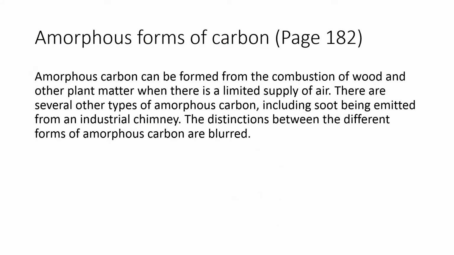Alright, so it says amorphous carbon can be formed from the combustion of wood and other plant material while there is a limited supply of air. There are several other types of amorphous carbon, including soot being emitted from the industrial chimney. The distinction between the different forms of carbon is blurred. There are no clear distinctions, but in general, amorphous carbons can be formed if there's combustion of wood with very limited supplies of oxygen.